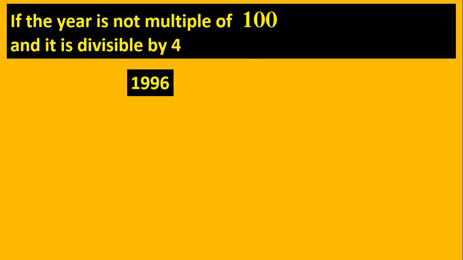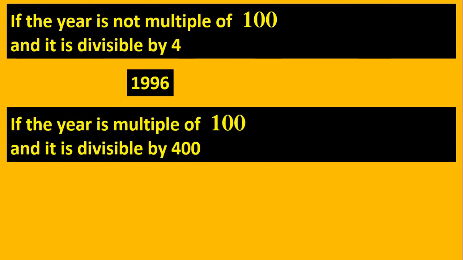Let's consider this example, year 1996. You know that it is not multiple of 100. If it is multiple of 100, it should be in the order of 1900, 2000, likewise. Then it is not multiple of 100. You checked it. Then at the same time, you have to check whether it is divisible by 4 or not. 1996 is divisible by 4. Therefore, it is not multiple of 100 and it is divisible by 4, therefore that 1996 is a leap year. And also let's consider 1997, it is not multiple of 100, but it cannot be divided by 4. That means 1997 is not a leap year.